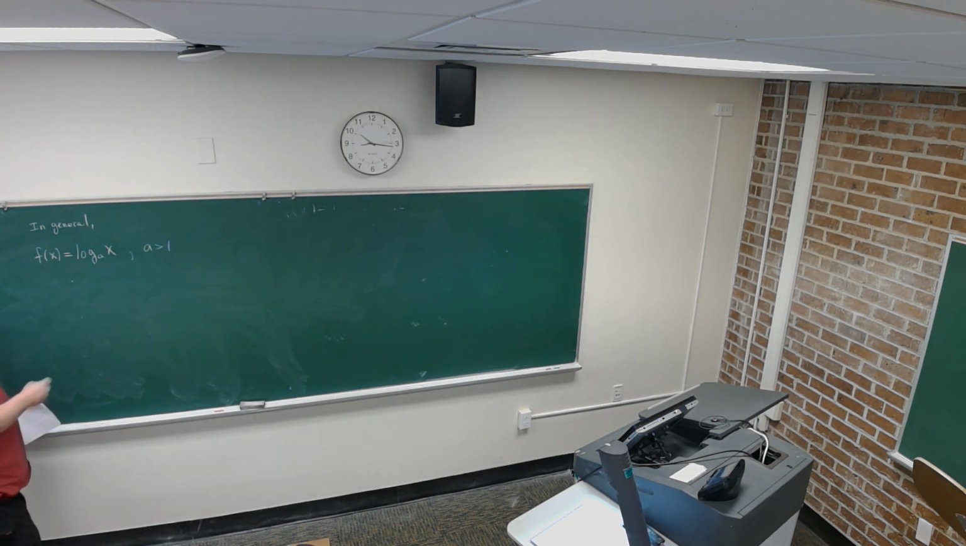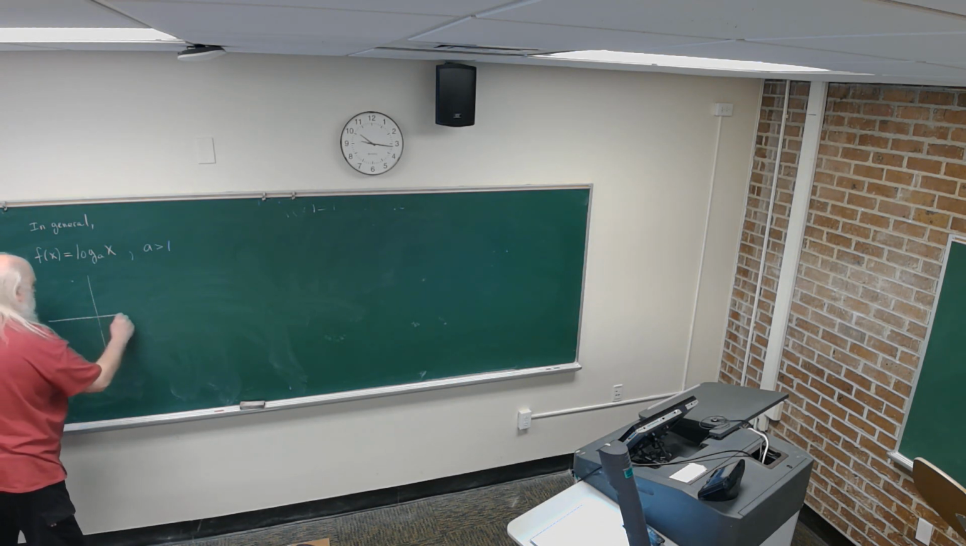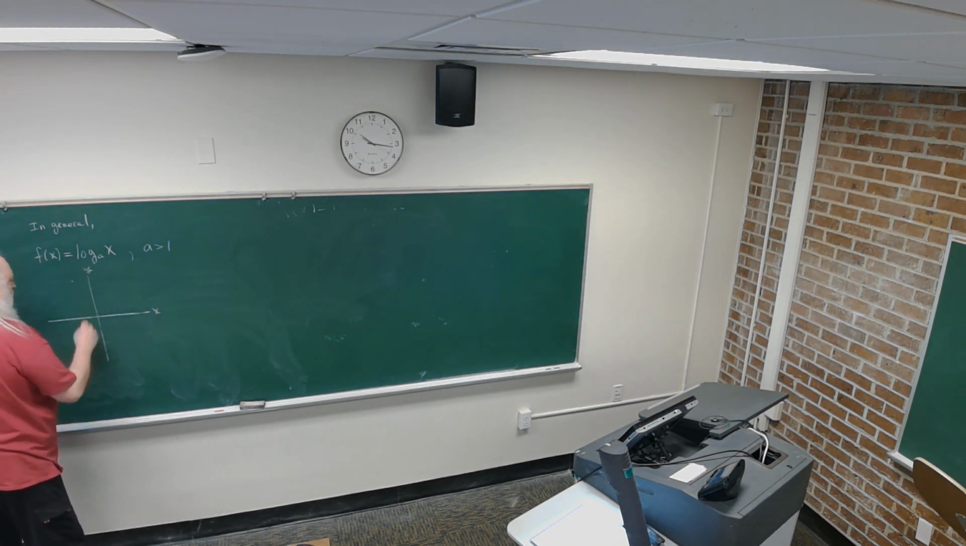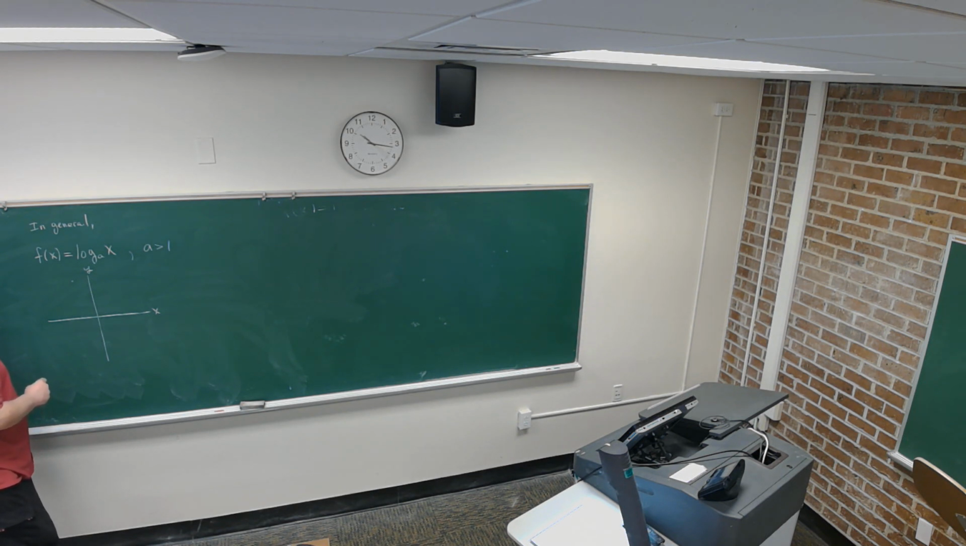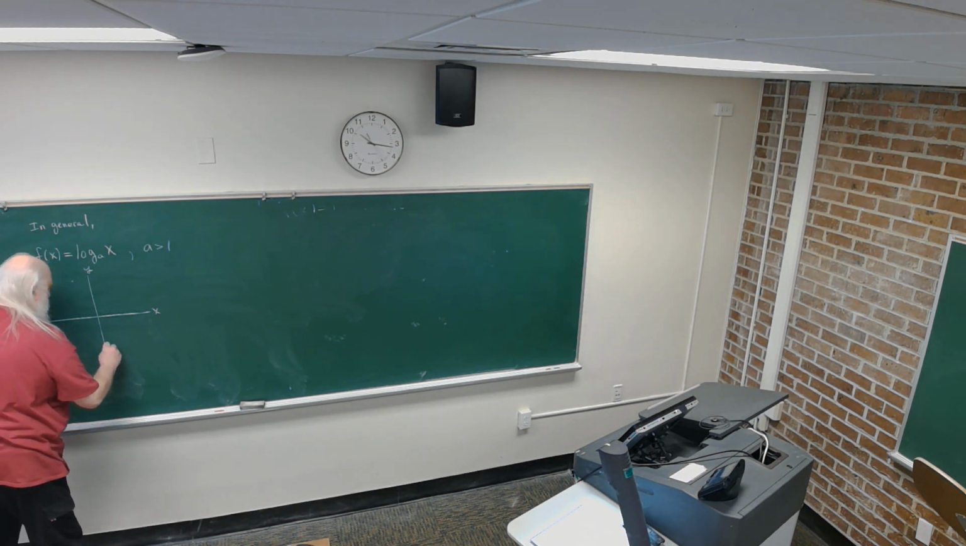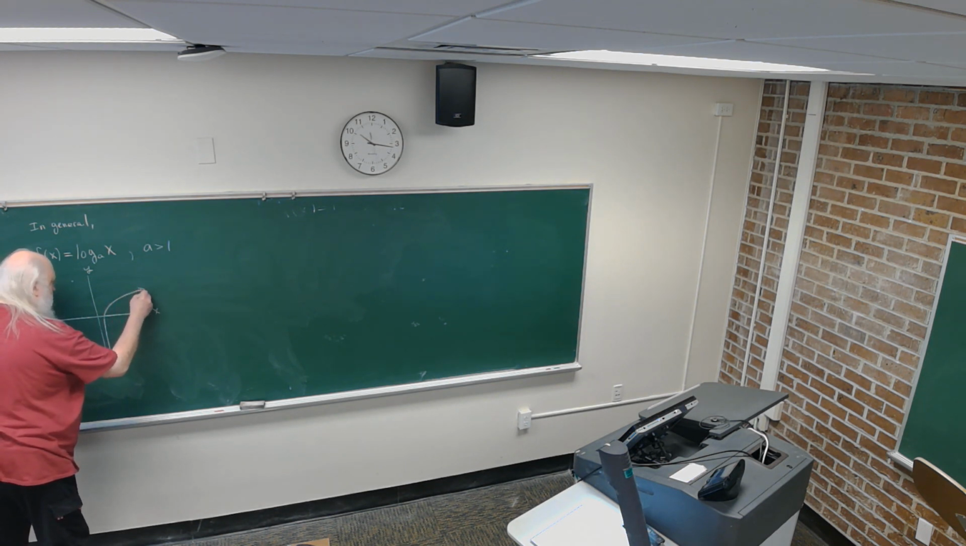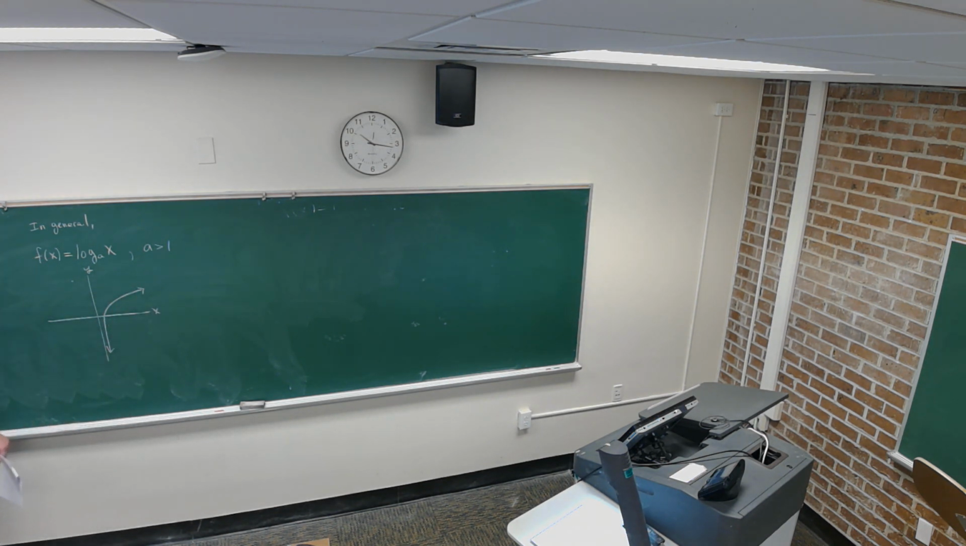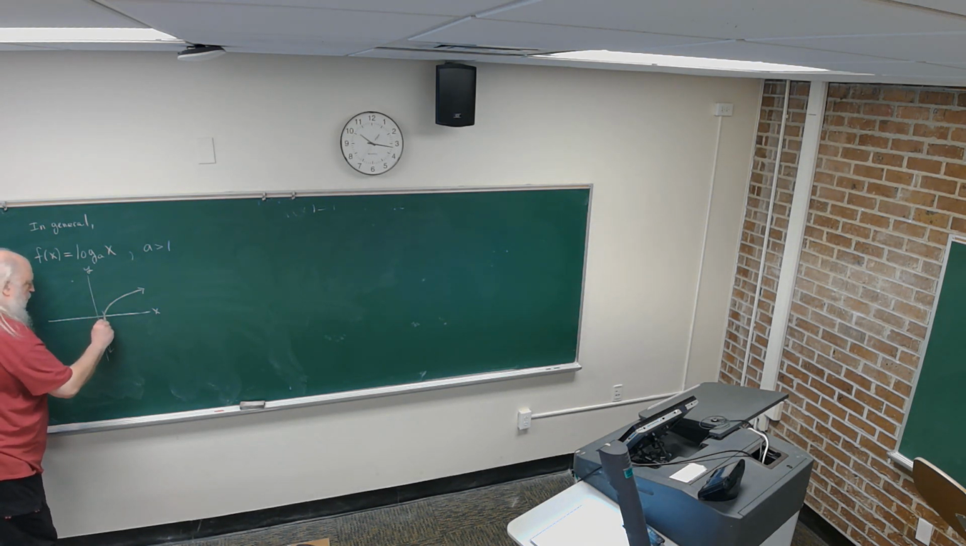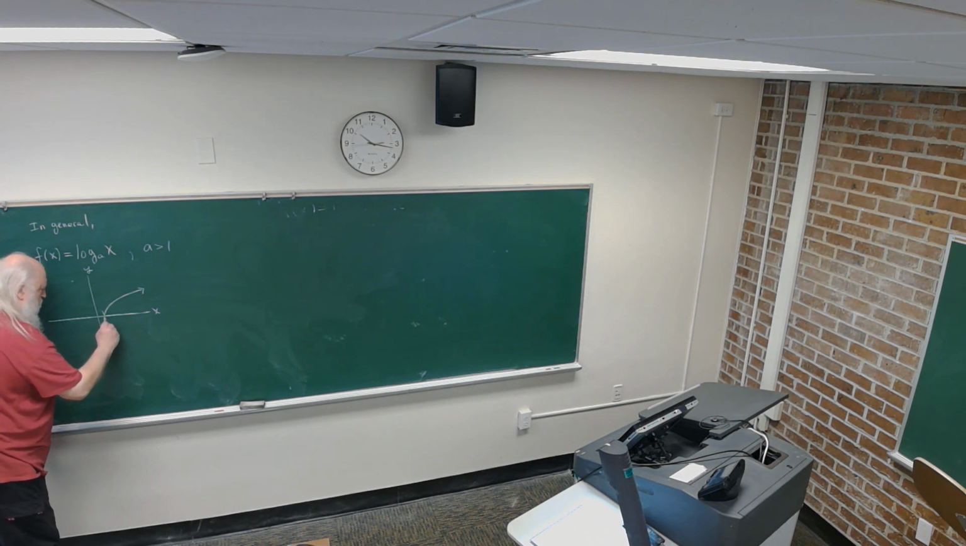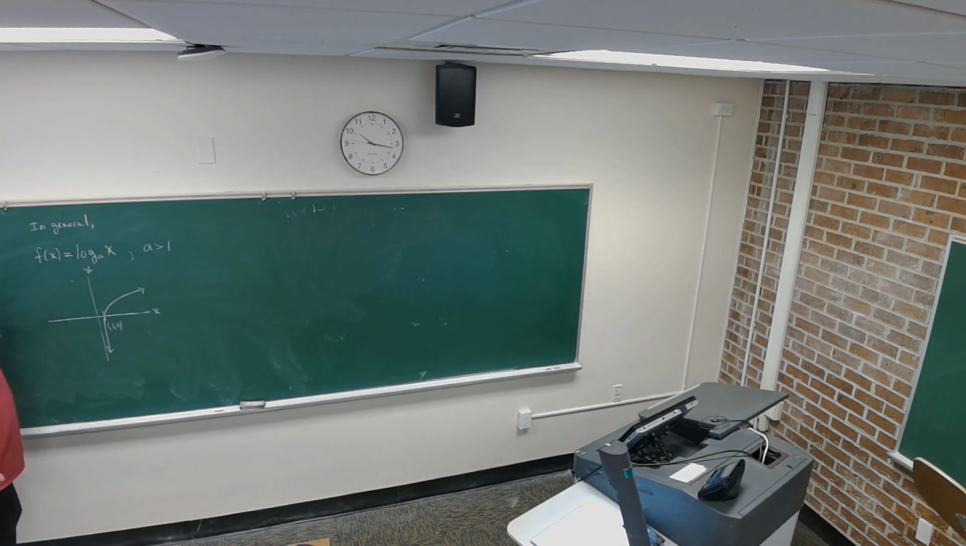So the general graph for a logarithmic function with a base greater than 1 looks like this. Remember, we did this for exponential functions. And so it crosses the x-axis at the point (1, 0), where x equals 1. So that's the general shape of a logarithmic function when the base is greater than 1.